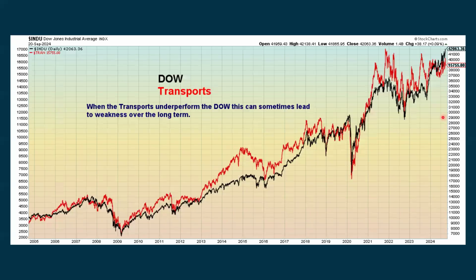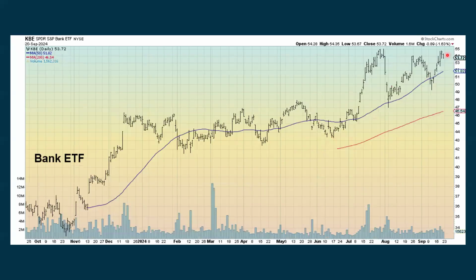And the transports, which have been a disappointment in 2024, that's the red line here, where the Dow itself is just setting an all-time high as of Friday. The bank ETF, we want to keep an eye on this because things were looking really good back in late 2007. And then we went into the great financial crisis. Well, right now, the bank sector and the financial sector are looking good. We just want to keep an eye on this.